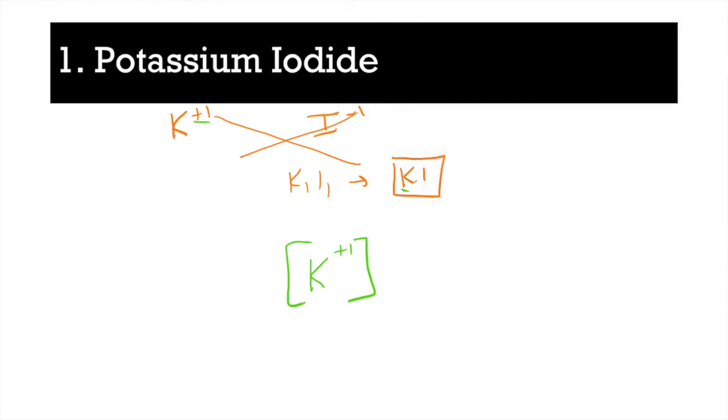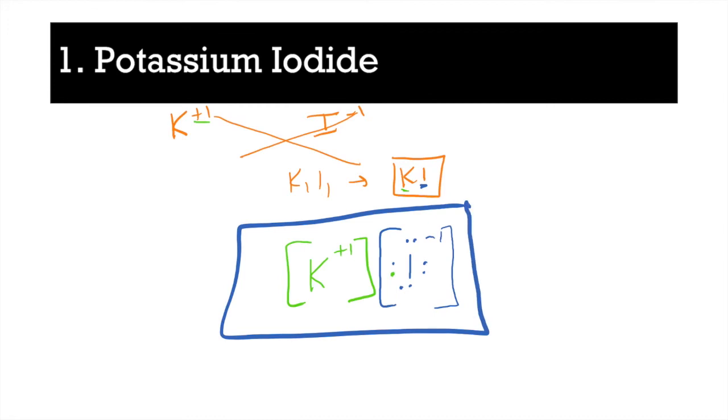Then if we're looking at iodine, iodine normally has 7 valence electrons. But what happened is that it stole one from potassium. So now that's why potassium has that +1 charge. Iodine now gained an extra one. And so when you gain an electron, you have that negative charge. And this is your dot diagram for potassium iodide.